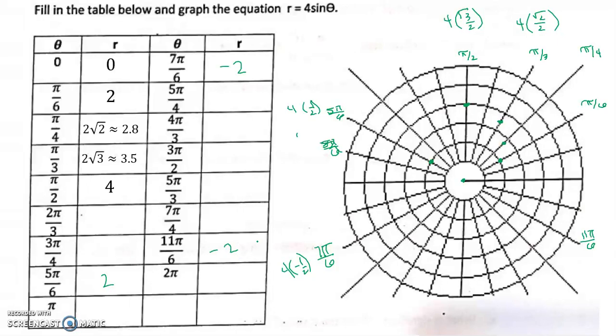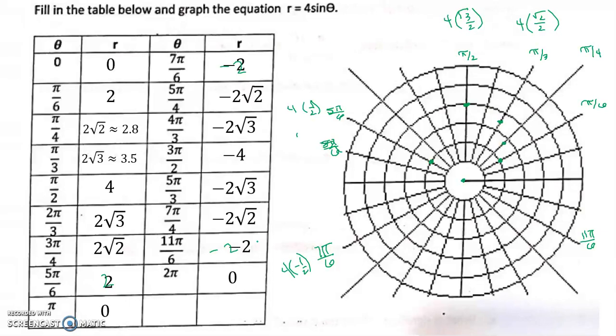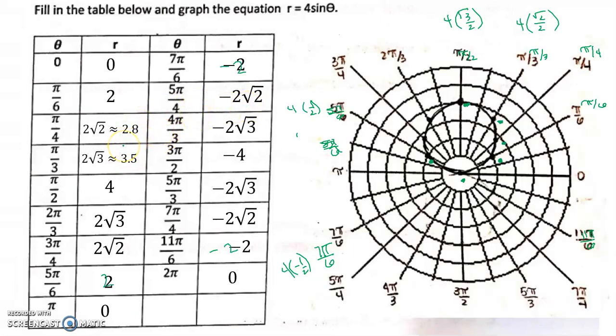If you have not yet, go ahead and fill in your table and get your graph. There's the rest of your table. Notice I use the exact values for my table. Once I'd gotten the decimal written down once, I didn't need to keep writing it down. I understand that a negative 2 radical 2 is just going to be a negative 2.8. And then there is my graph.